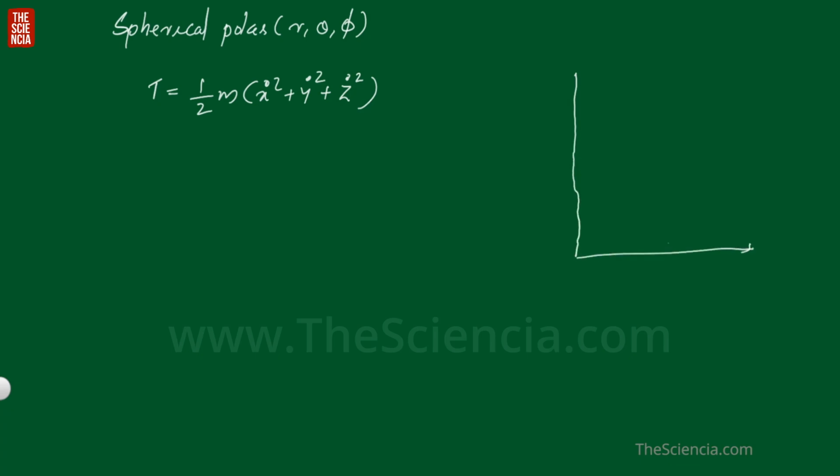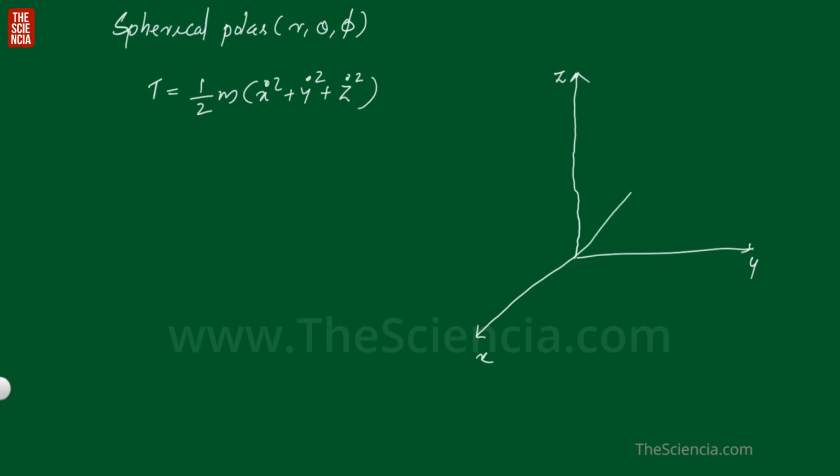That is r, theta, phi. We know the kinetic energy T is equal to half m times x dot square plus y dot square plus z dot square. So we have to find out what is x, y and z in spherical polar coordinates. Okay, so I am considering our x, y, z Cartesian coordinate system.